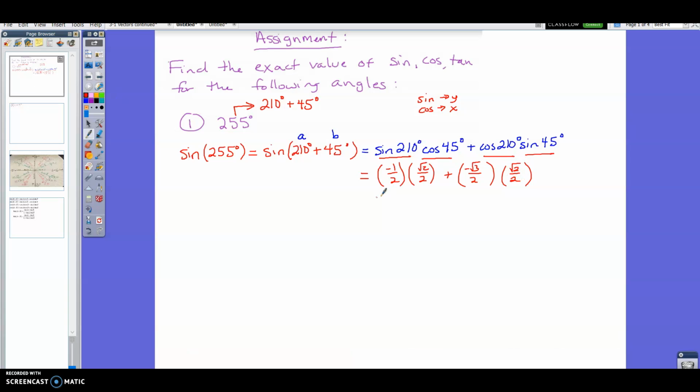So now from here, we're going to multiply straight across. Negative 1 times the square root of 2 is negative square root of 2. 2 times 2 is 4. Then we have the plus, which is going to end up being a minus because we have the negative here. So our answer is going to end up being minus square root of 3 times square root of 2, which is the square root of 6, and 2 times 2 is 4. So this right here would be the exact answer.